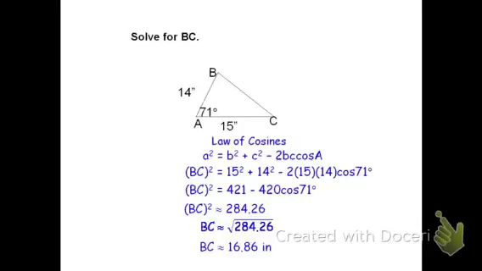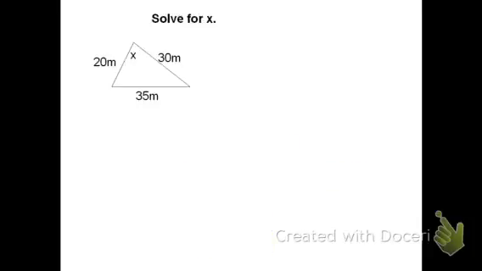The law of cosines can be used for more than just missing sides. We can also use it for missing angles. So here's our last example. I want to solve for x, which is an angle. I can't use trig because it's not a right triangle, and I can't use law of sines because I don't know one of the other angles already inside the figure. So I have to use law of cosines.